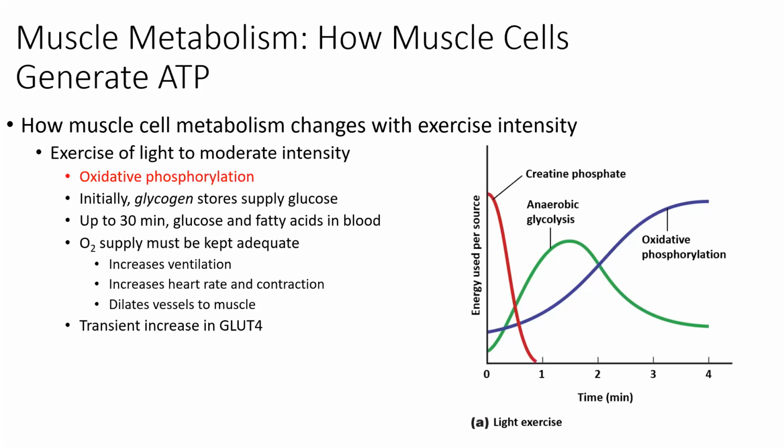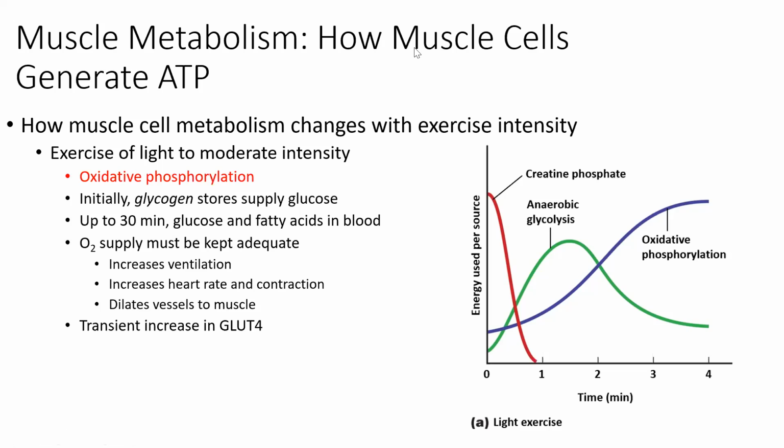So in order to keep that oxidative phosphorylation going, oxygen supply must be kept adequate. So we've got to keep our ventilation going. We've got to keep our heart rate up to sustain that circulation of oxygen in the blood. We've got to keep the contractility of the heart going. And then we've got to be able to dilate vessels to allow that blood to flow to muscles adequately so that oxygen can be transported to those muscles.